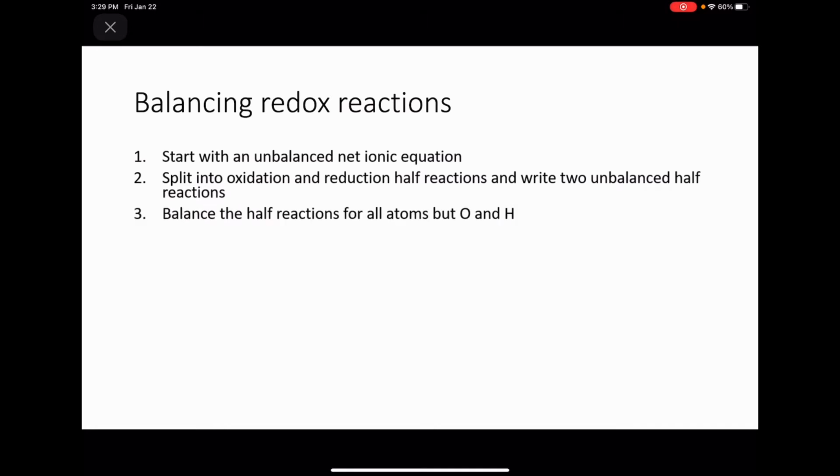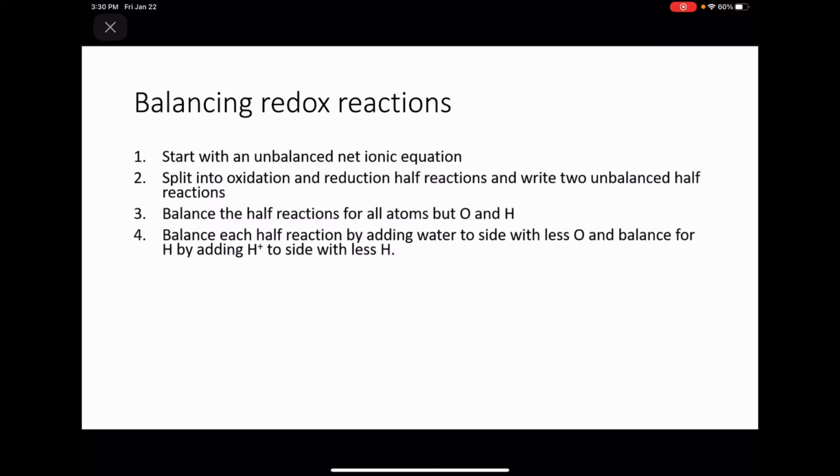And then we're going to balance each of these half reactions for all of the atoms that are not oxygen and hydrogen, so any metals and so forth. And then once we've done that, we can balance each half reaction for oxygen by adding water to the side with less oxygen. So we're adding the oxygen from the water to balance that. And you need to do this in the right order, because then we're going to balance for hydrogen by adding protons to the side of the reaction with less hydrogen. Because we're assuming that we have free protons available, we can just add them in.